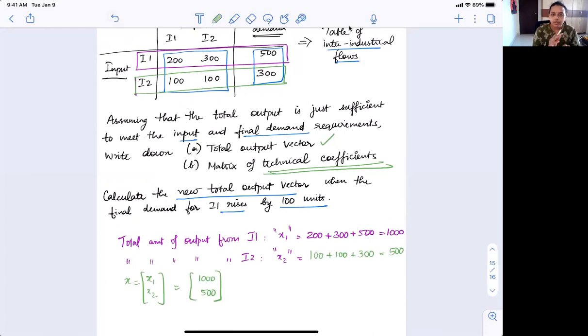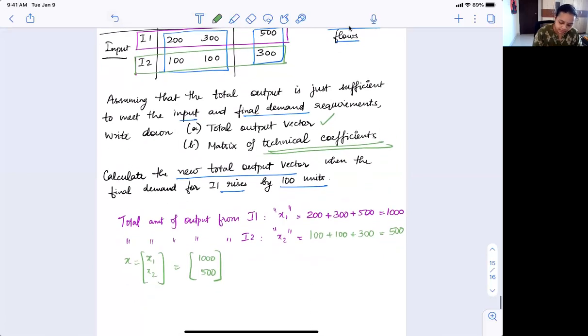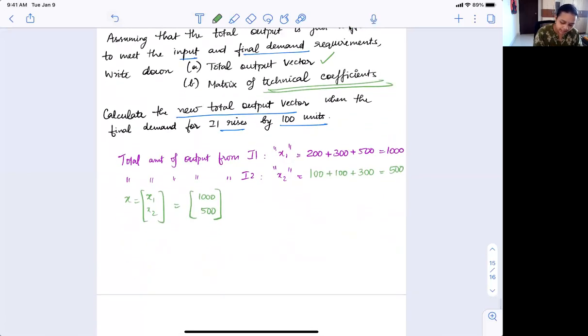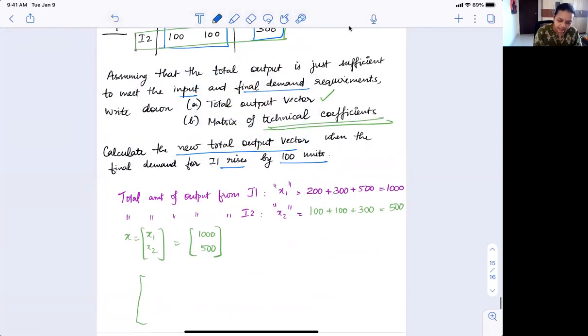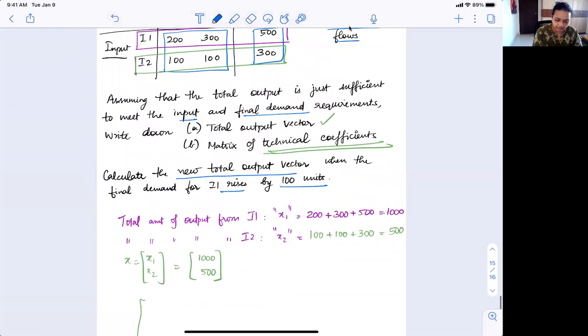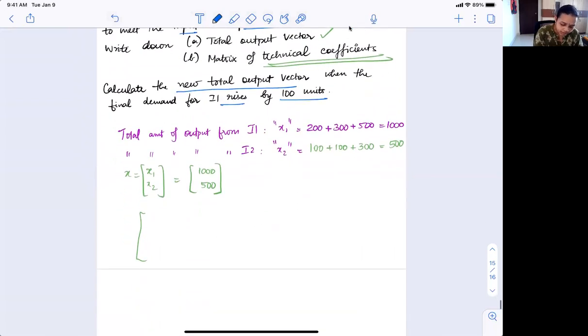In order to compute the technology matrix, we want to get the idea of how much input you need to produce 1 unit of output. So let me repeat the elements here in a different color. We have 200, 300, 100, and 100. This is I1, and we have I2. Now, these are inputs, and these are the outputs.